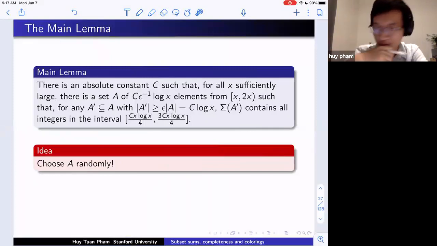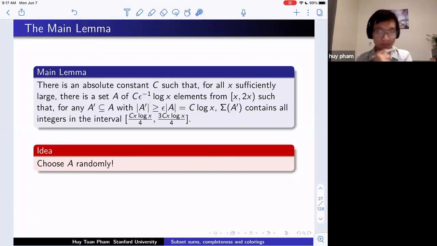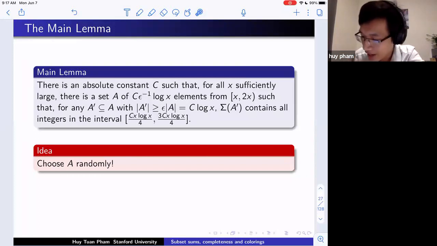Well, first I should tell you how we can choose the set A. And the first idea is to choose A randomly. However, we can see that this could not work, because if we choose a set A randomly from a dyadic interval, it's very likely there will be about half of the elements of A that are even. And if we take A prime to be the even elements in A, then there's no hope that the set of subset sums of A prime will contain an interval. They can only contain even integers.